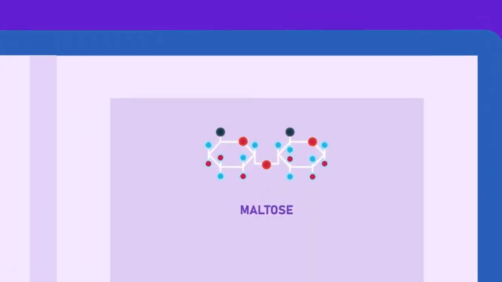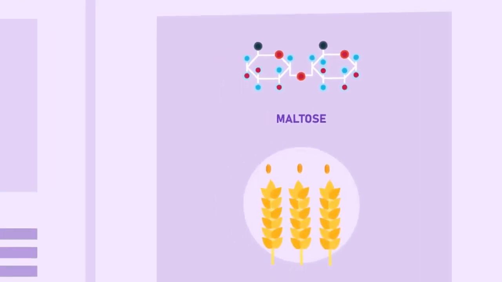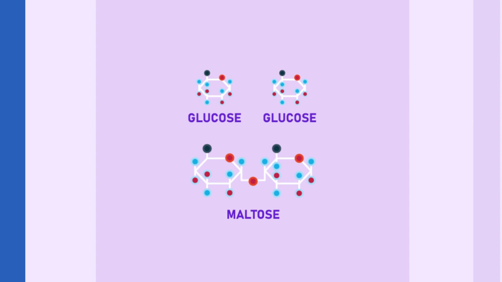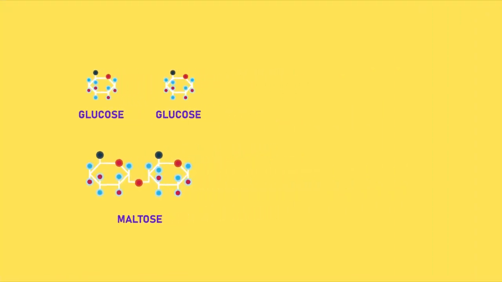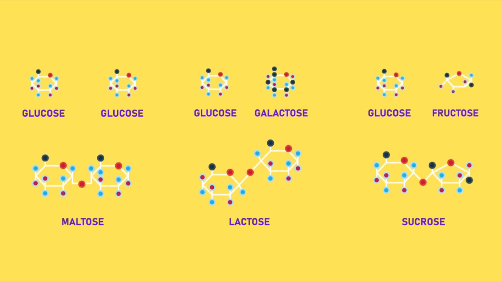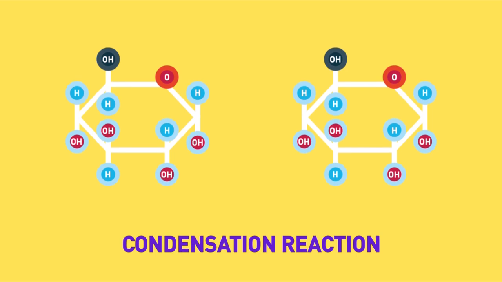Maltose, known as malt sugar, is present in malted cereals and sprouting grains. It is formed from the partial digestion of starch and is a combination of two glucose molecules. As mentioned before, the formation of one molecule of disaccharide requires two molecules of simple sugars. Each reaction is known as a condensation reaction.